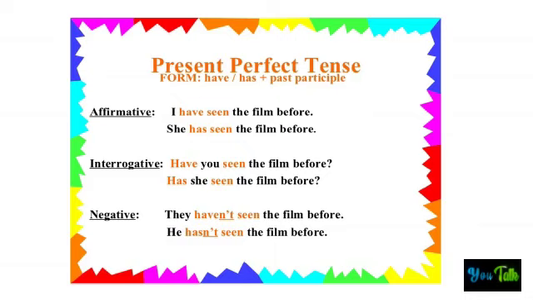In the interrogative, have you seen the film before? Has she seen the film before? And in the negative form, they haven't seen the film before. Haven't is the contracted form of have not. They have not seen the film before. He hasn't seen the film before. Hasn't is the contracted form of has not.